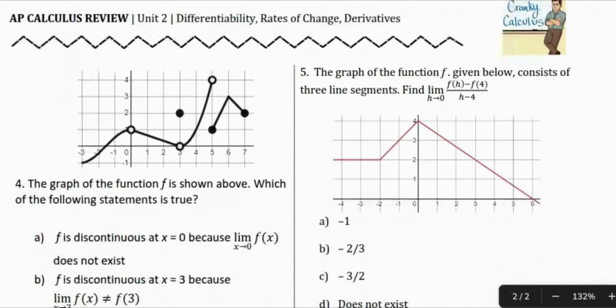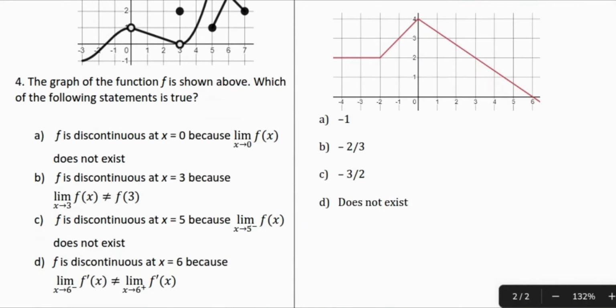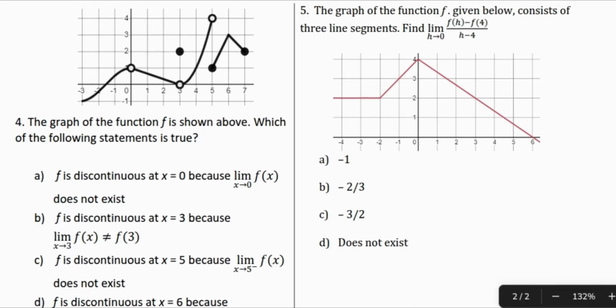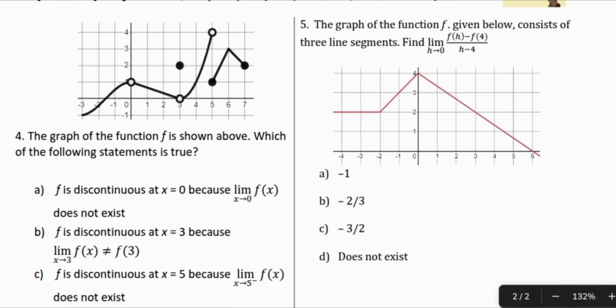This next question asks, the graph of the function f is shown above. Which of the following statements is true? So let's look at a first. F is discontinuous at x equals 0 because the limit as x approaches 0 of f of x does not exist.